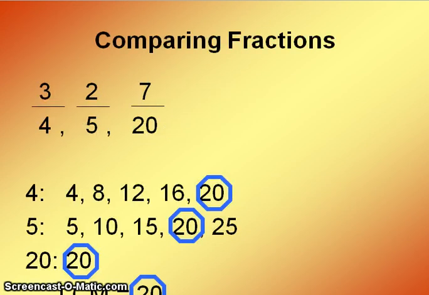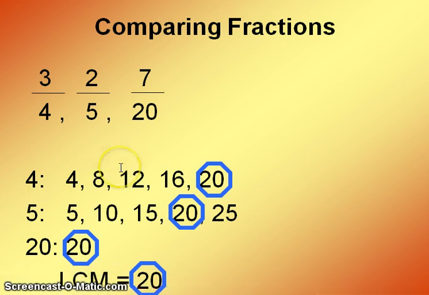Let's take a look. We're given three fractions in this example: 3 over 4, 2 over 5, and 7 over 20. We are asked to compare them. We'll order them from least to greatest. What we're going to do first is write out all of the multiples of each of the denominators. We'll take the denominators 4, 5, and 20, and list out all the multiples.